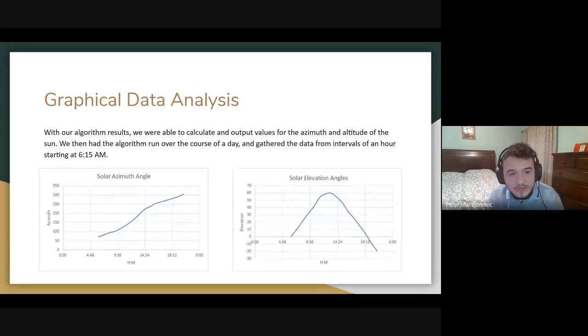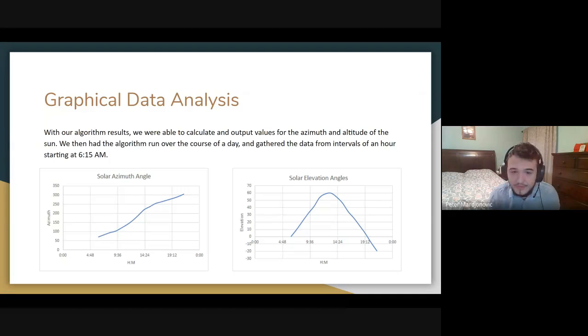So here is some graphical data of our algorithm results. We were able to obtain the azimuth and altitude values of the sun, and we recorded the values at 1 hour intervals throughout a day. On the left are our recorded azimuth values throughout the day, starting from 6 o'clock, I believe, to the end of 9 o'clock. You're supposed to see a trend where at sunrise the azimuth value is around 90 degrees, and at sunset it should be at 270. So we were able to graphically represent that.